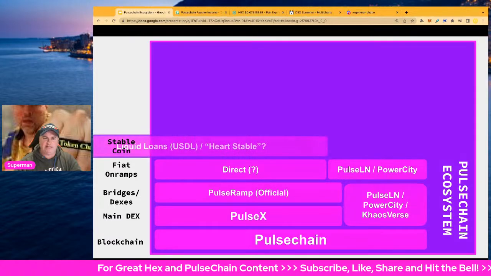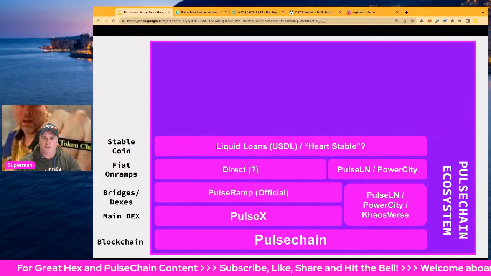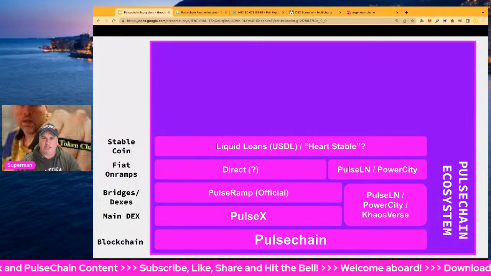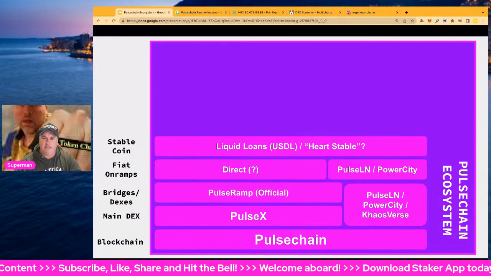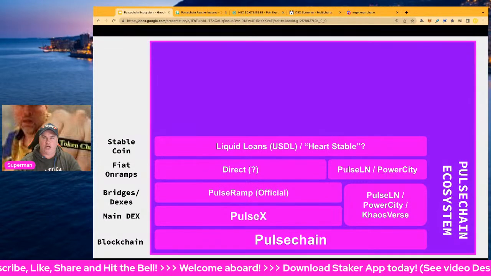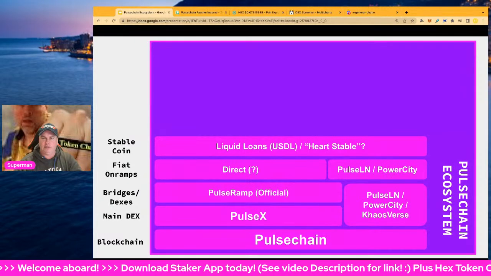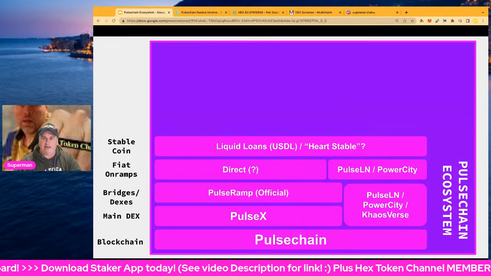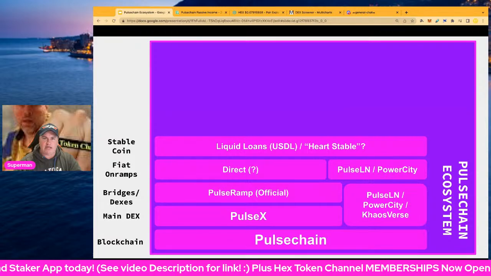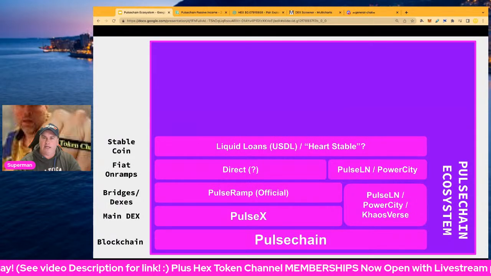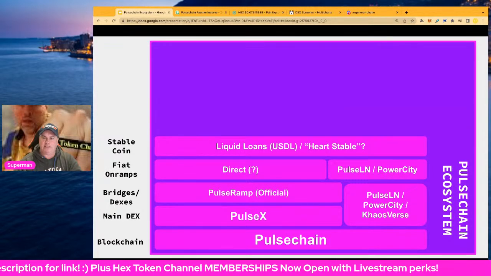And of course, next we need a stablecoin. And with stablecoins, we've got Liquid Loans. We're going to have USDL. That's going to be a native stablecoin to Pulsechain. And of course, that gives a lot of strength for DeFi. We need a very powerful DeFi on the Pulsechain network. We may even have a Hart stablecoin. Richard Hart, the founder, has talked about that before and preferred a fiat-backed stablecoin.